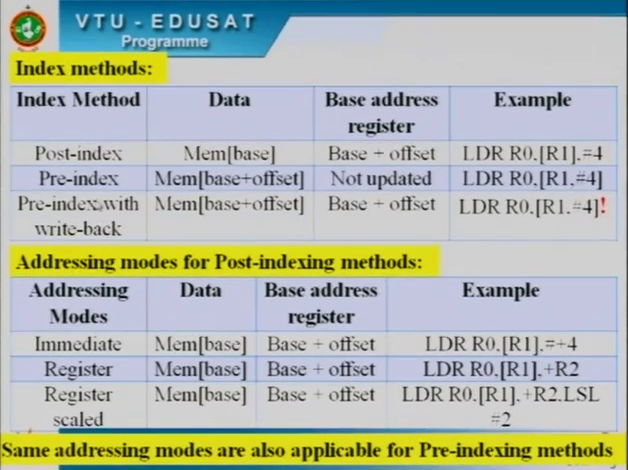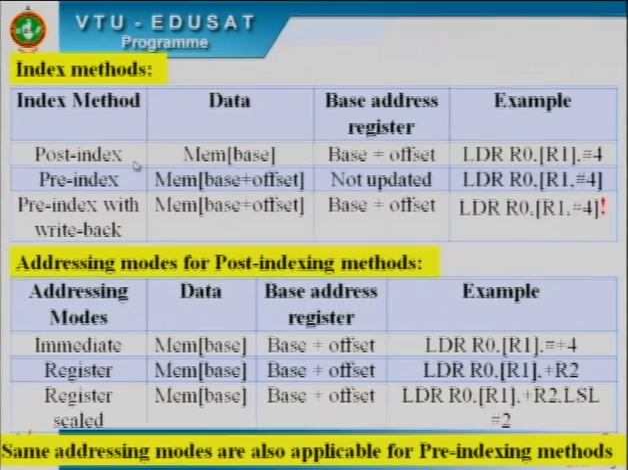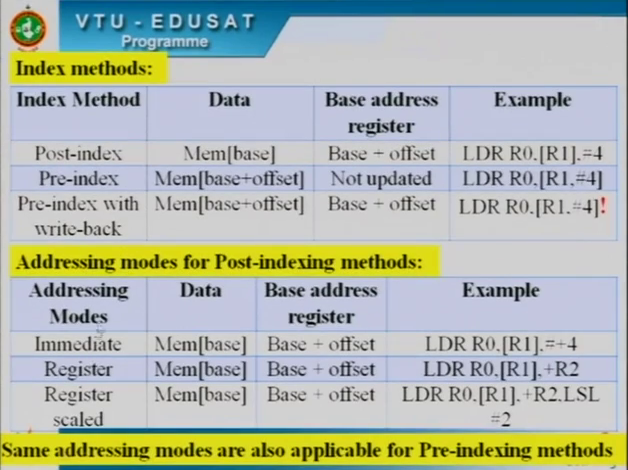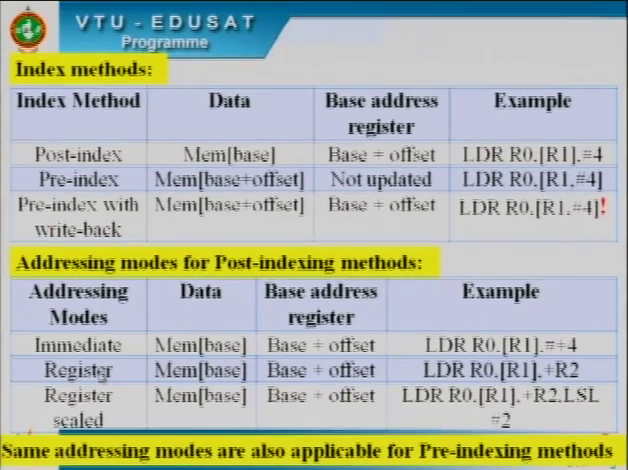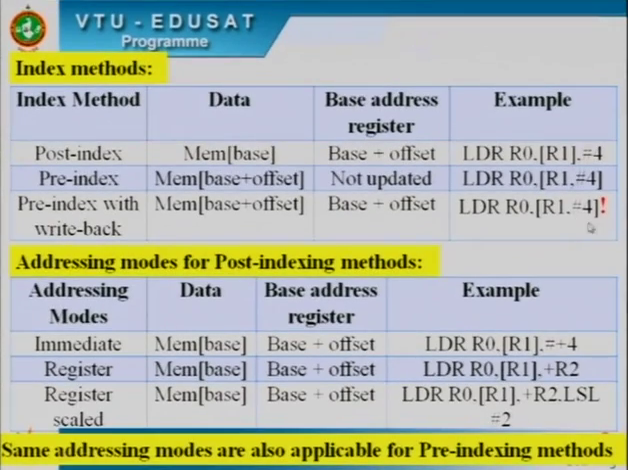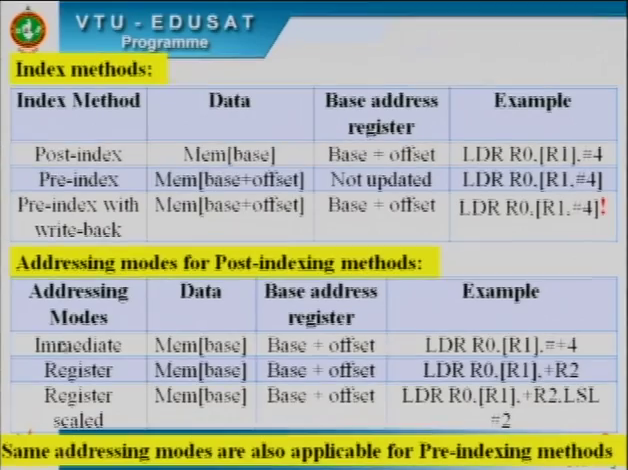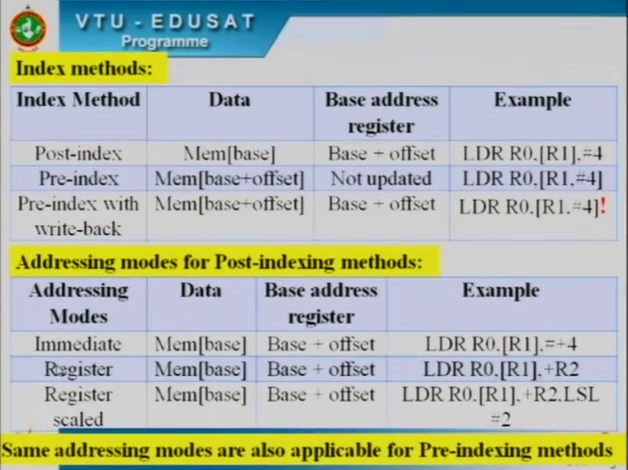There are three indexing methods: post indexing, pre-indexing and pre-indexing with write back. Post indexing is by default always with a write back option. And there are three addressing modes, which are particularly for mentioning the offset. In the indexing examples, we showed the immediate addressing mode only. The possible addressing modes are immediate, register and register scaled. Register scaled is with barrel shifter operation.